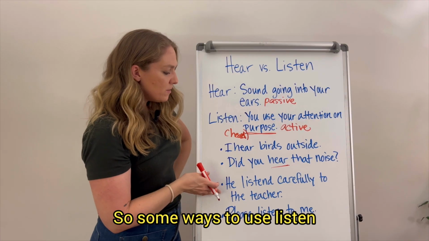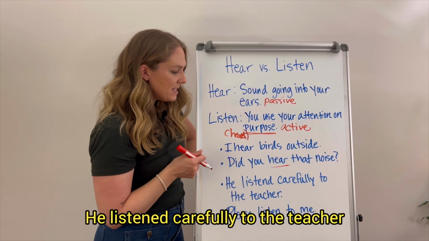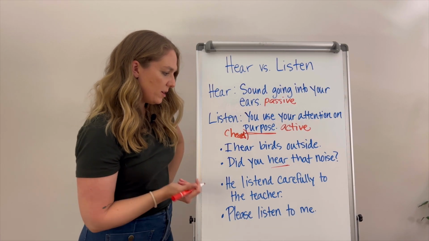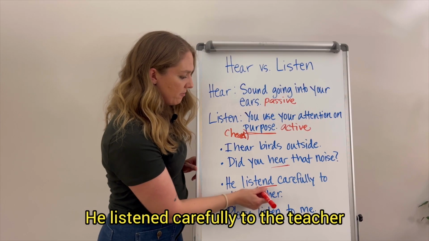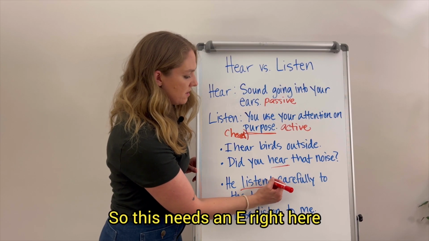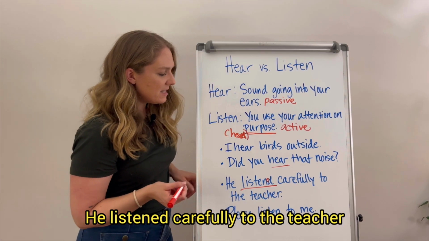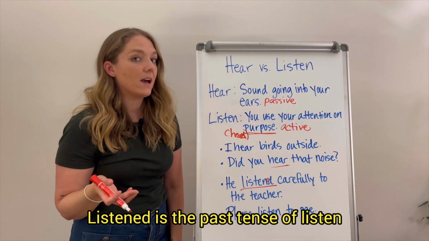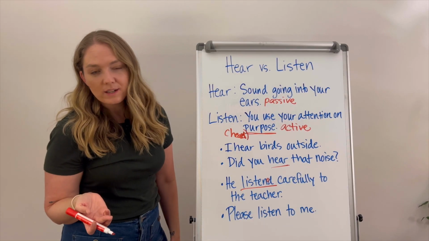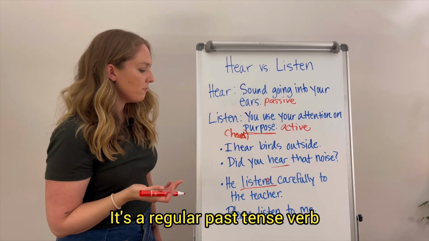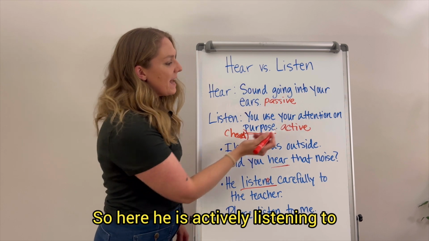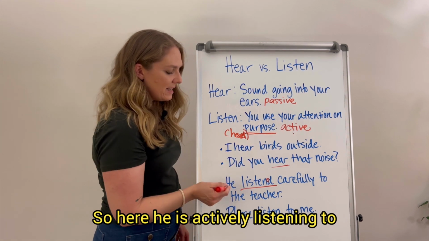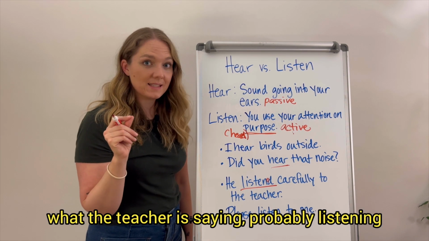So some ways to use listen. He listened carefully to the teacher. So this needs an E right here. Listened is the past tense of listen, and it is regular. It's a regular past tense verb. So here, he is actively listening to what the teacher is saying.